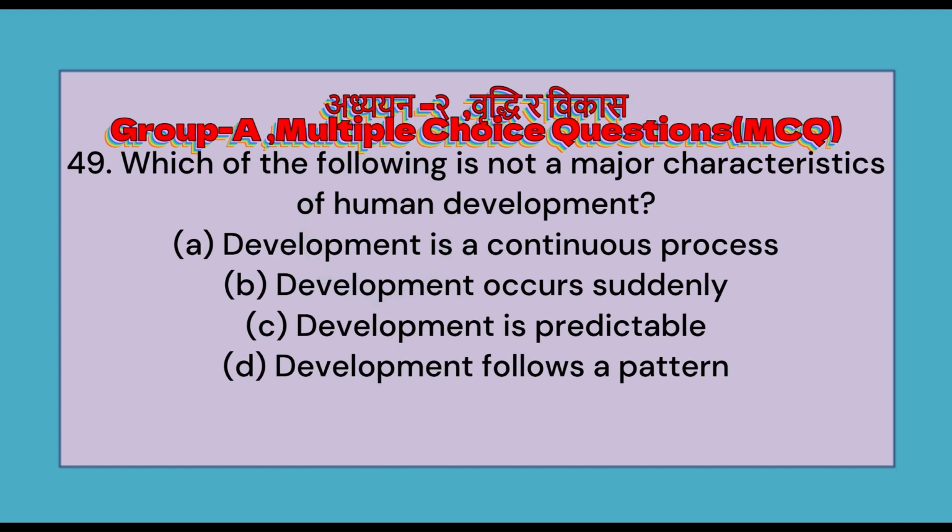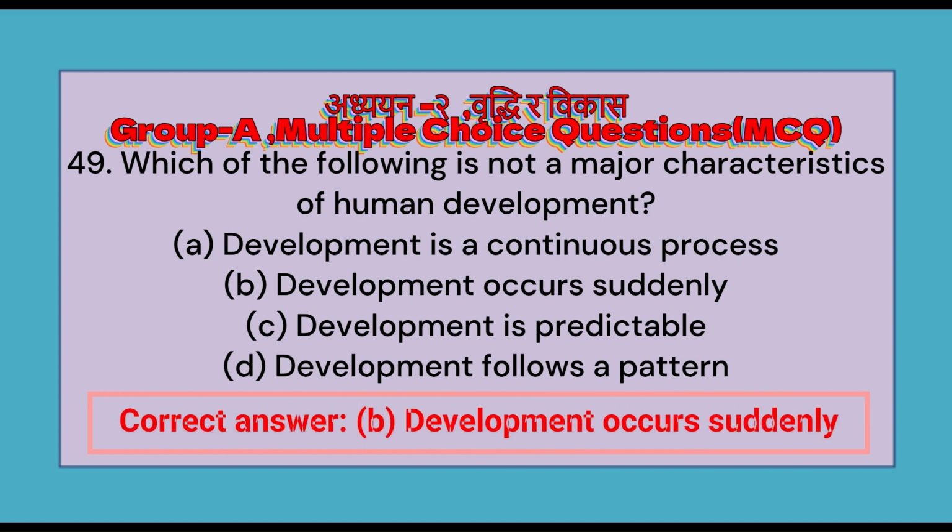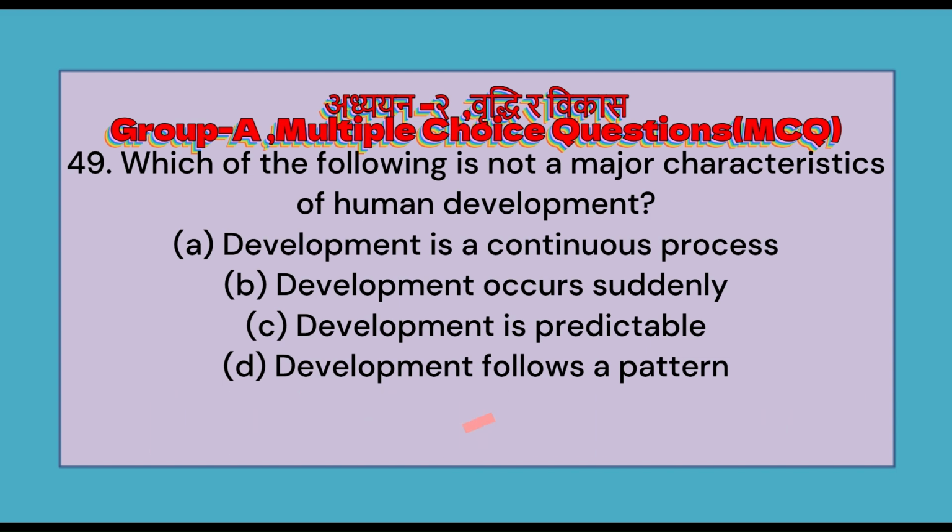49. Which of the following is not a major characteristic of human development? A. Development is a continuous process. B. Development occurs suddenly. C. Development is predictable. D. Development follows a pattern. Correct answer: B. Development occurs suddenly.